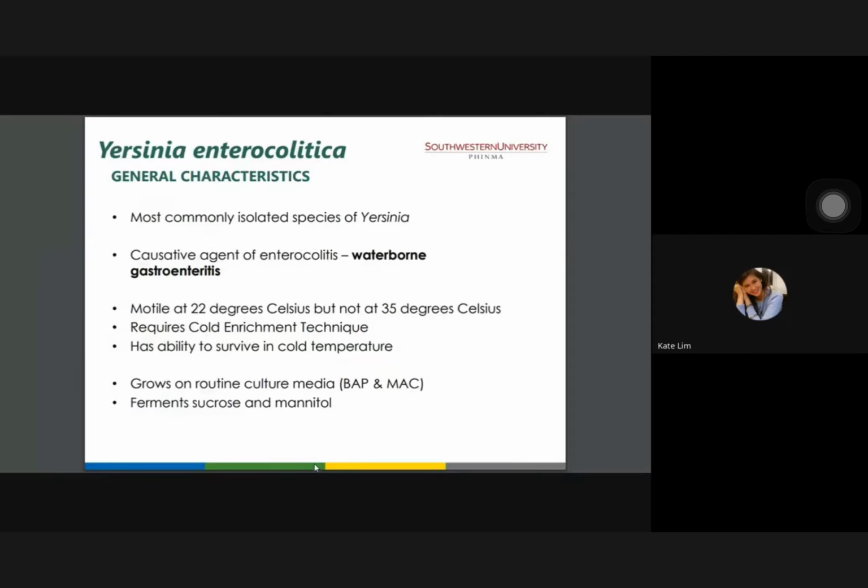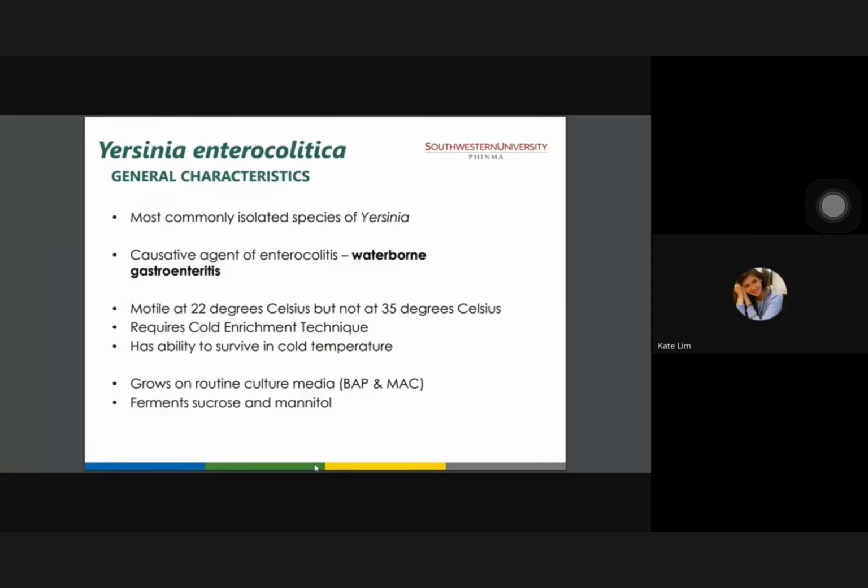If it is hot, it is not motile, it just stays still. It is not motile at the human body temperature of 35 degrees Celsius. So remember, your enterocolitica is temperature sensitive. It is most active at 22 degrees Celsius. It is non-motile at hot temperatures of 35 degrees Celsius or human body temperature. So it's non-motile when we actually harbor this kind of bacteria.